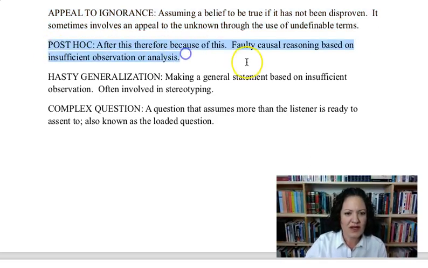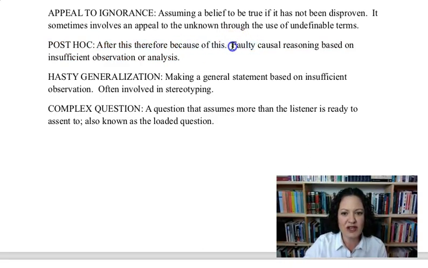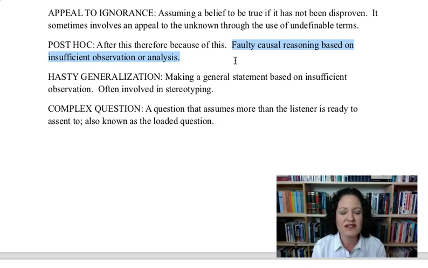Post hoc, the Latin is post hoc ergo propter hoc. After this, therefore, because of this. So it's about causal reasoning. After this, therefore, because of this, it's faulty causal reasoning based on insufficient observation or analysis. Sometimes we say correlation doesn't equal causation. That's how it goes. Correlation doesn't equal causation. That's noticing faulty causal reasoning.